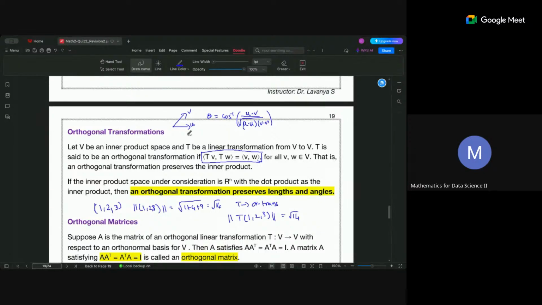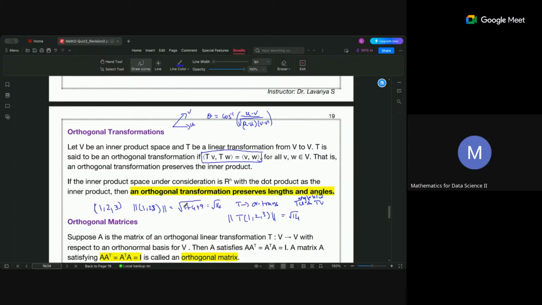So now suppose you have u and v given to you, and suppose you have an orthogonal transformation T. What is the angle between Tu and Tv? It will be the same. It's the same, right? The same theta. So if you are asked to find the norm of a transformed vector, it is the same as the norm of the vector. Again, the angle between the transformed vectors is the same as the angle between the original vectors. That is the meaning of orthogonal transformation preserves length and angle.